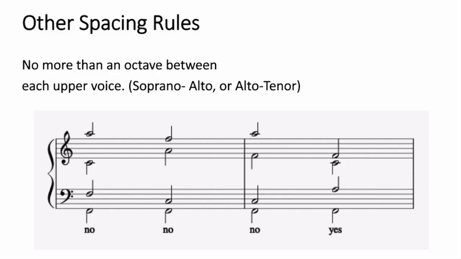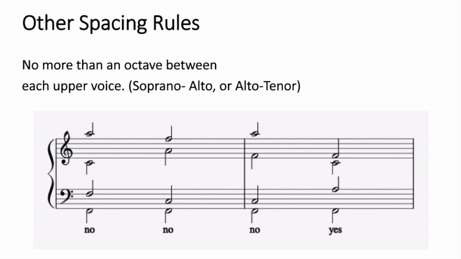In addition to close or open voicing, we have a couple more guidelines we need to know about. In this style of music, you should never have more than an octave between any of the upper three voices. Whereas when we're talking about close versus open voicing, we're measuring from the soprano to the tenor voice. For this guideline, however, we're talking about the distance between any voice to any other. So from the soprano to the alto, or the alto to the tenor. The bass voice can be more than an octave away from the tenor.